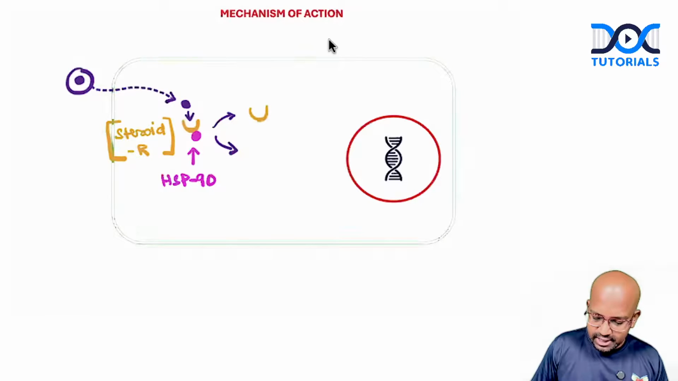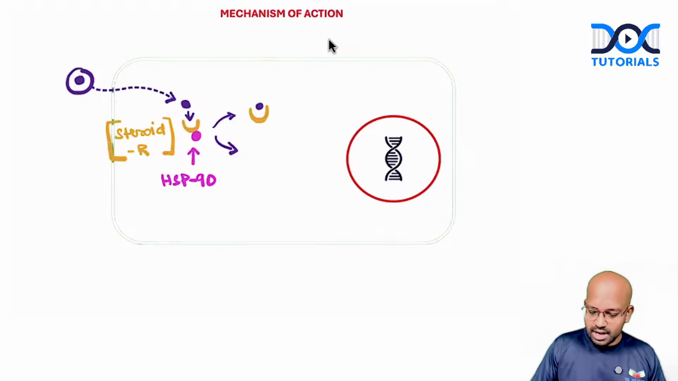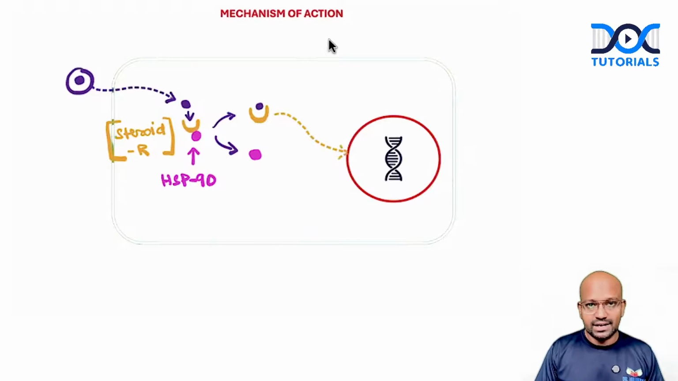As we can see, it will be broken down into two major complexes. Here is where the receptor is, into which the glucocorticoid molecules are getting bound, and we have the HSP90 molecules which are getting separated. Now, this activated glucocorticoid receptor in turn will gain entry into the nucleus. Step number one is it gains entry into the nucleus.